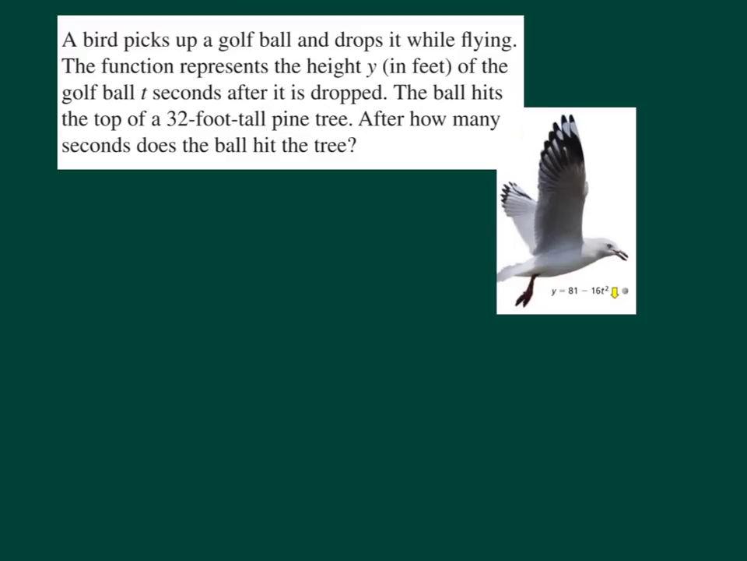So the bird picks up the golf ball, flies it up in the air, drops the ball, and the timer starts. Timer stops as soon as it hits the top of a 32-foot tall tree. We want to know how long that took. So what we do is we use the function that's given, y equals 81 minus 16t squared. And because y represents the height of the ball at a certain time, we want to know what time it is when the ball has hit the top of this 32-foot tree. So I can replace my y, my height, with 32.